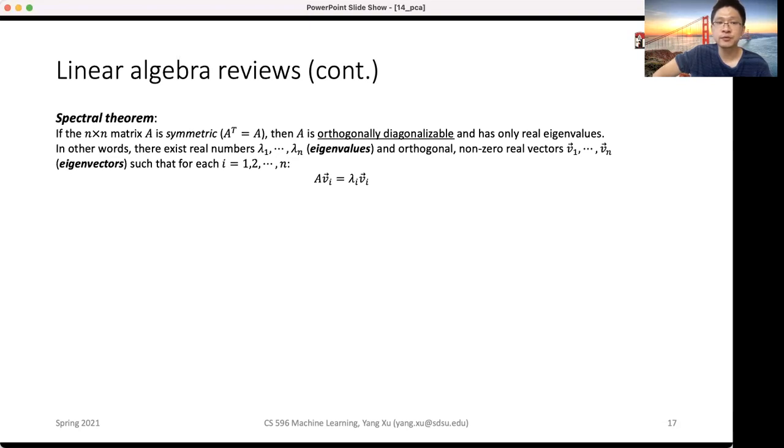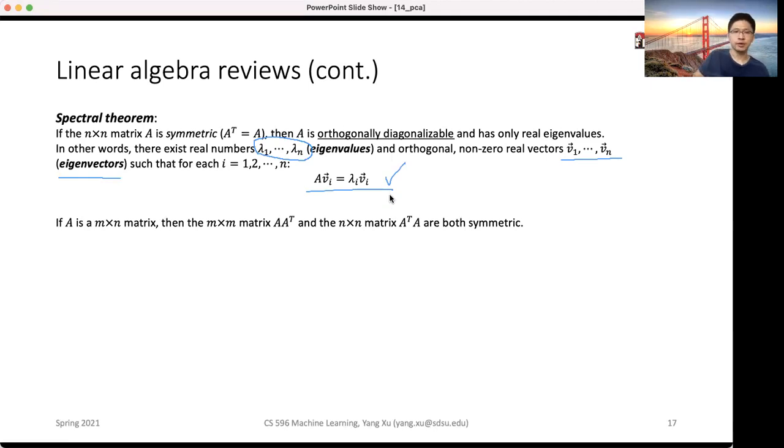Okay, so in other words, if A is n by n and symmetric, then we must have n eigenvalues from lambda 1 to lambda n, and n non-zero real eigenvectors. Which means we will have n equations that satisfy this: A times Vi equals lambda i times Vi. Okay, so that is a theorem from linear algebra.